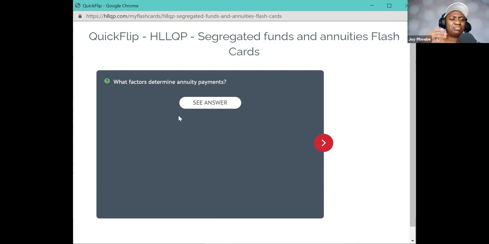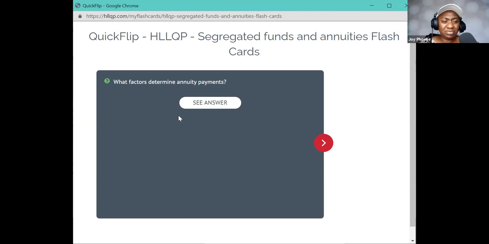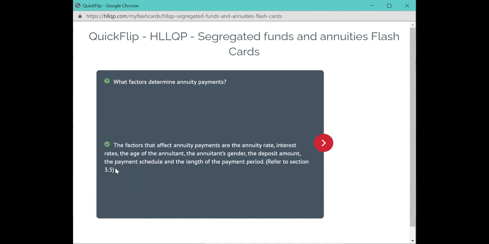So if I'm putting in 100,000, what are the things that will determine the amount I get out of that investment? Interest rate is one. Number two is the number of years, and then even the actual amount I put in, because garbage in, garbage out. If I bring 5,000, will I expect 10,000 every month? Insurance companies are not Father Christmas. You see, the factors that affect annuity payments are the annuity rate and the age of the annuitant.